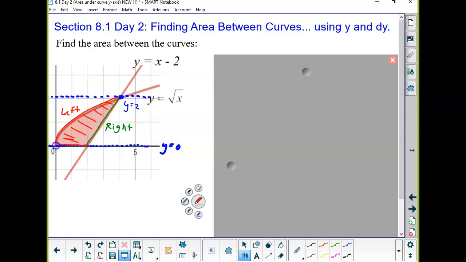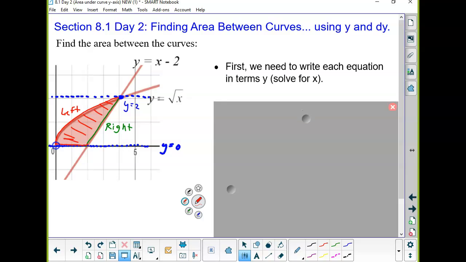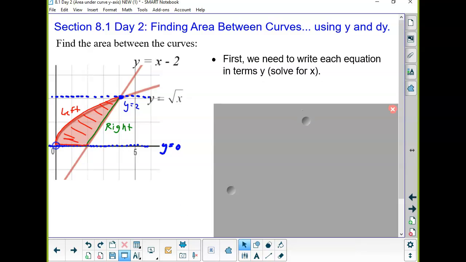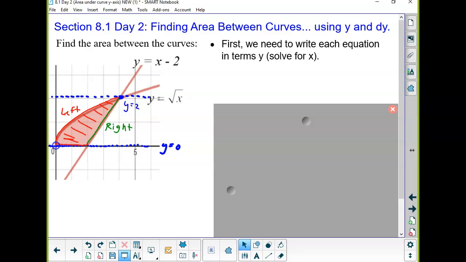Now, I'm going to treat this problem as if we didn't know the graph existed. Okay? Because sometimes we won't give you a graph. So what's the first thing that we kind of need to do? Since everything is now referred to the horizontal lines, we're partitioning along the y-axis here. We have a top and a bottom split. We need to rewrite each equation in terms of y.